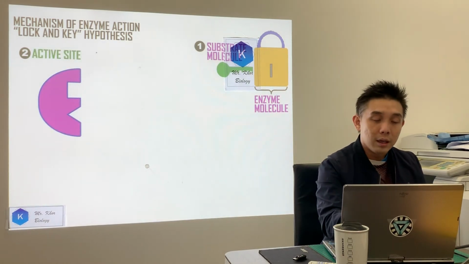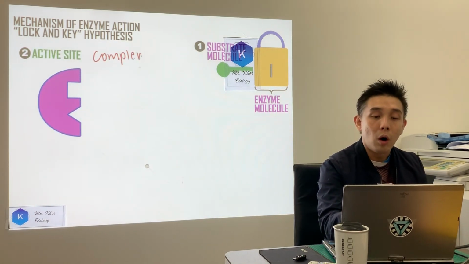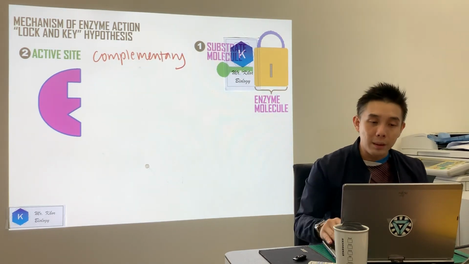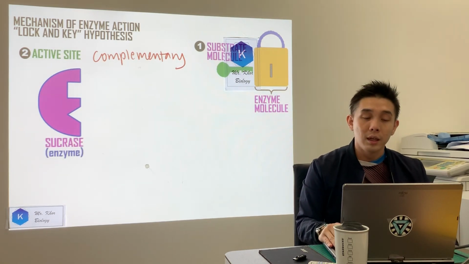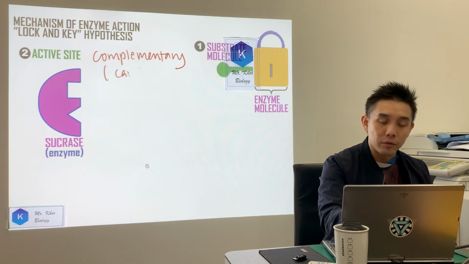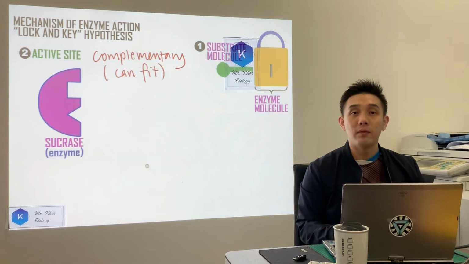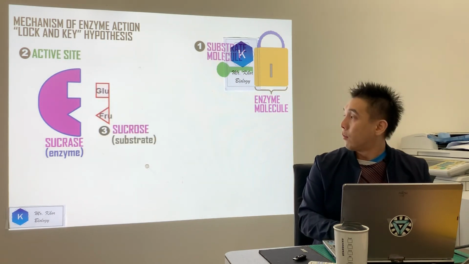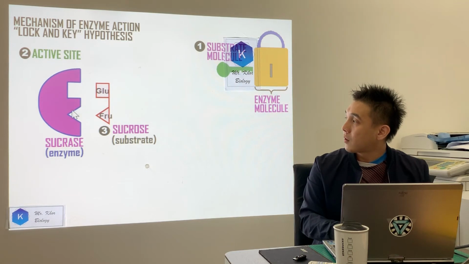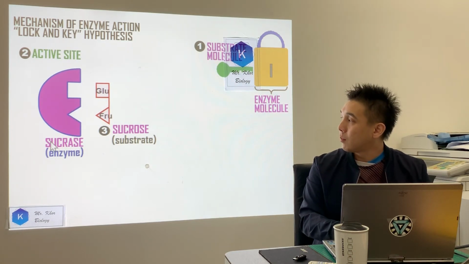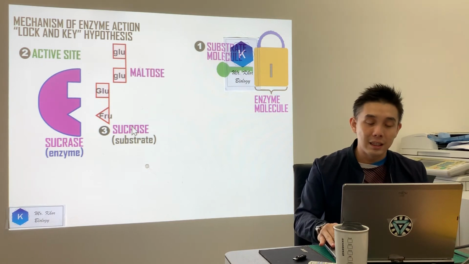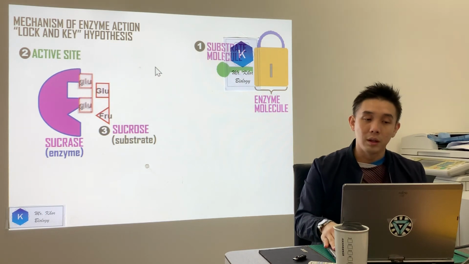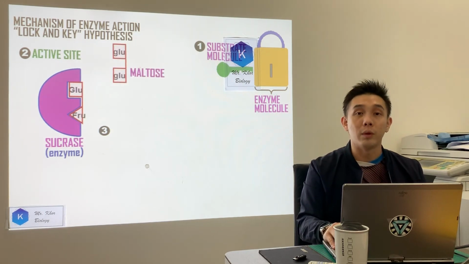Second point, the active site of enzyme is complementary to a substrate. Complementary means can fit only one type of specific substrate. For instance, this active site of sucrase is meant for sucrose to enter. It's not meant for any other substances such as maltose. It is only meant for sucrose to enter. Alright.